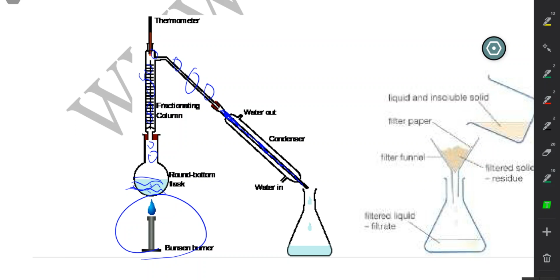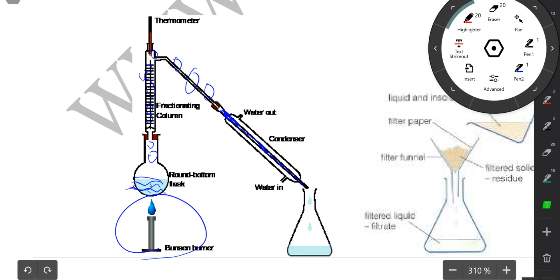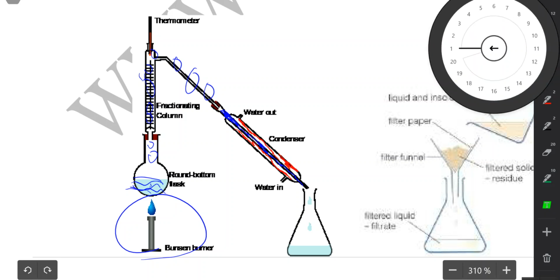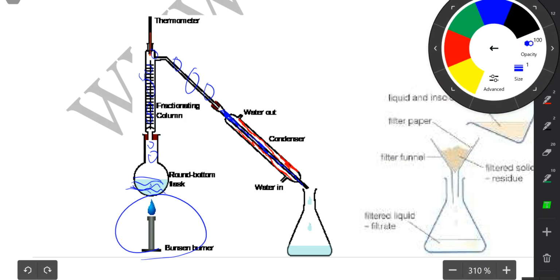The way the condenser works is that it has an inner tube and an outer tube. Here I'll highlight it in red. The outer tube is where water comes in and out. Cold water will help bring the gas particles back together and turn them back to a liquid that is collected over here.